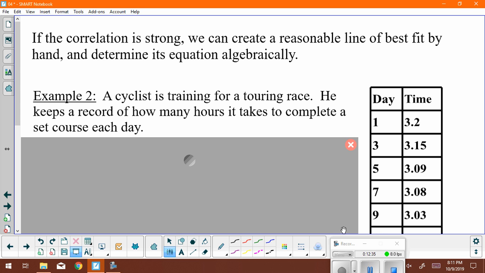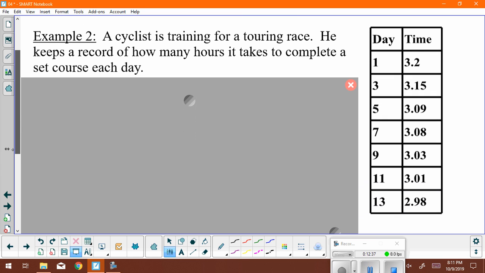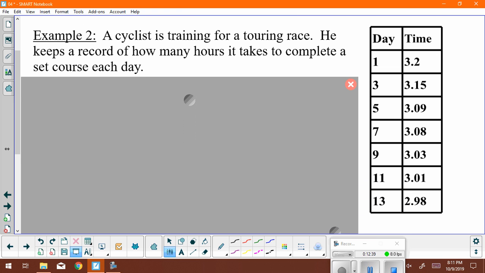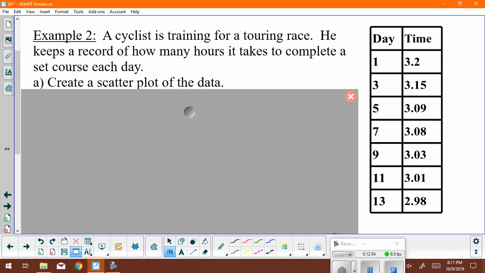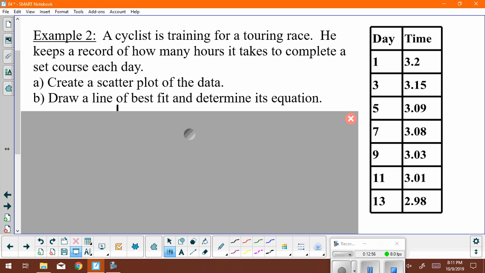A cyclist is training for a touring race. He keeps a record of how many hours it takes to complete a set course each day. So, practicing cycling over the same distance over and over, and here are the times for that. So what we're going to do is create a scatter plot, and then we're going to draw the line of best fit and try to figure out its equation.